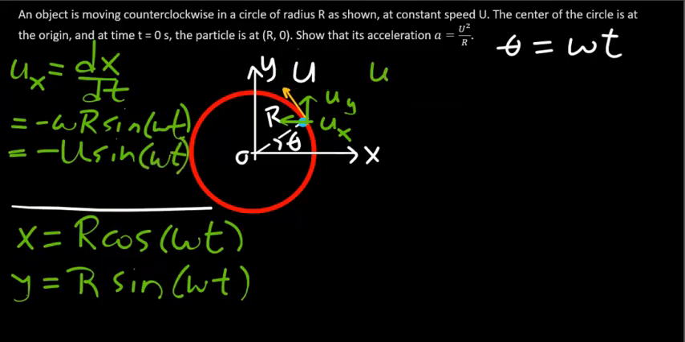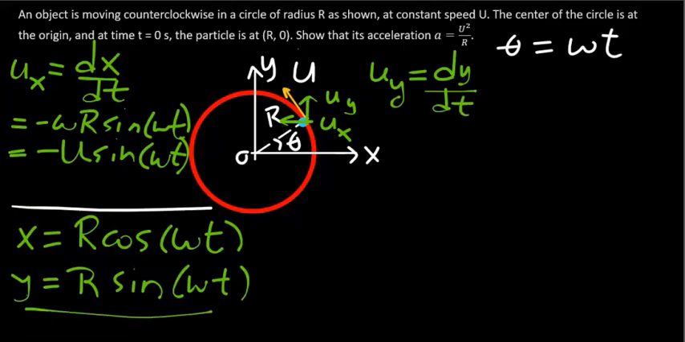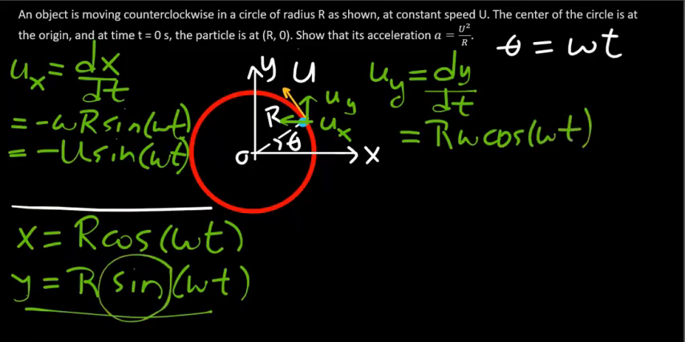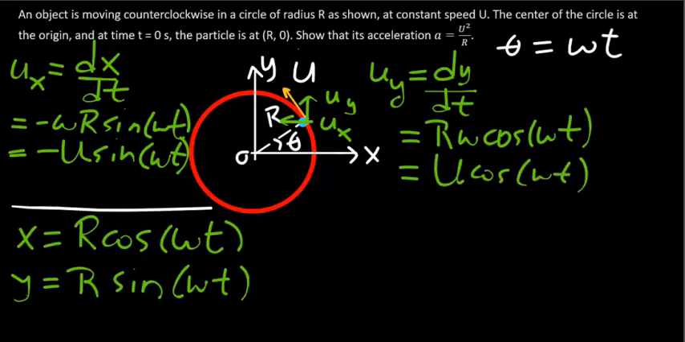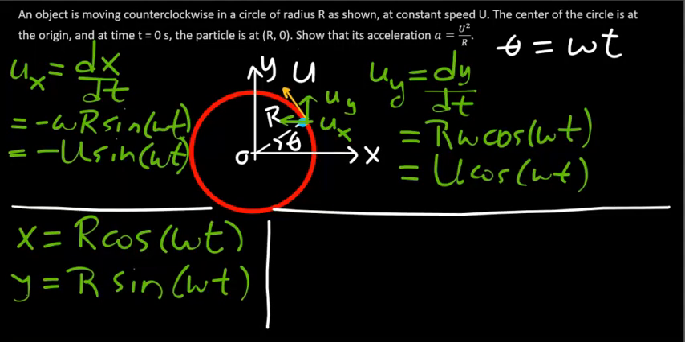Now let's do the y component of the velocity, and that is just dy/dt, y being that. So when you take the derivative of y with respect to time, you get r omega cosine omega t, a simple derivative. When you take the derivative of sine, you get positive cosine. And in terms of capital U, it is just capital U times cosine omega t. Now finally let's do the acceleration.